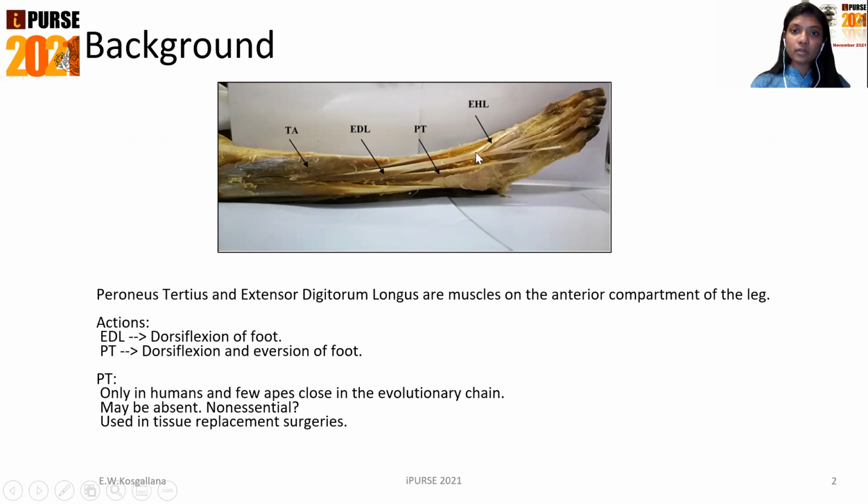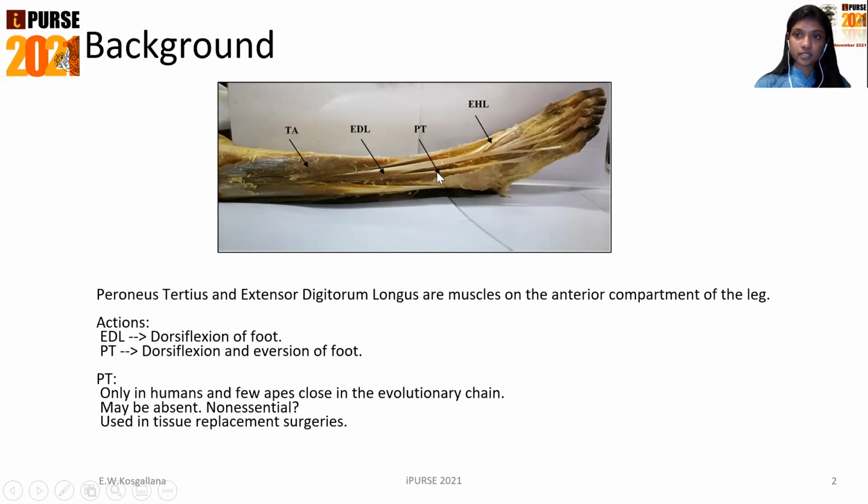The Extensor Digitorum Longus is involved in dorsiflexion of the foot, that is, lifting the foot upwards. The Peroneus Tertius is involved in dorsiflexion as well as eversion, that is, turning the foot outwards.